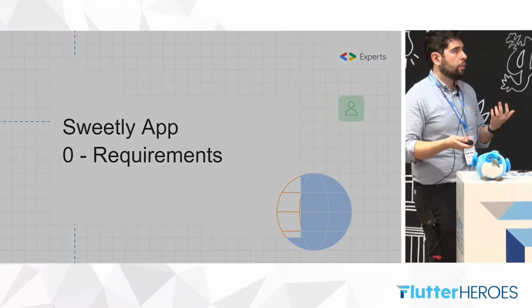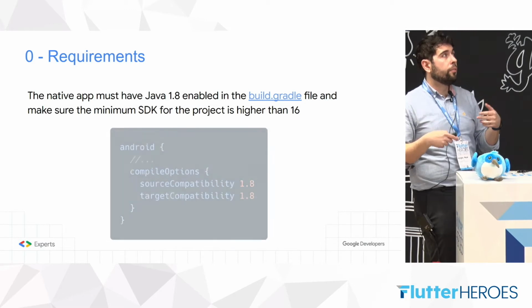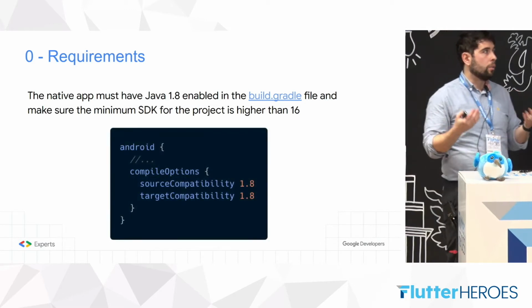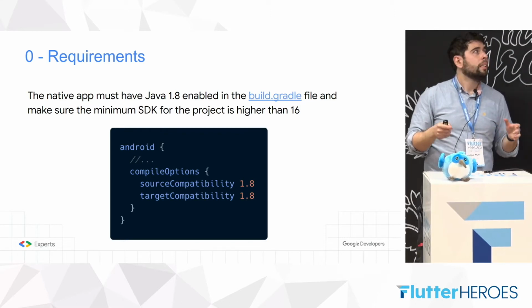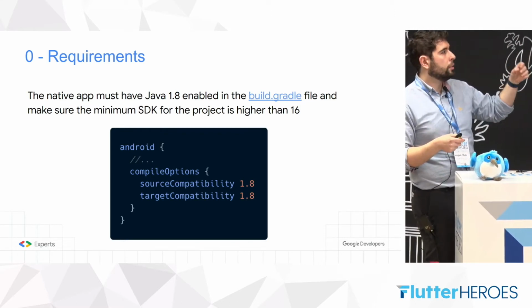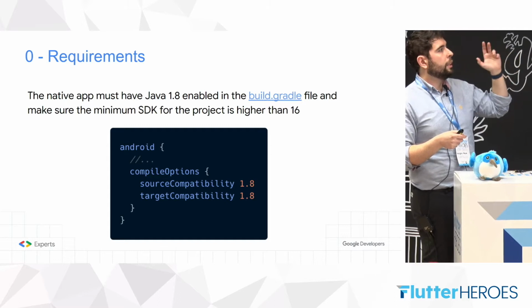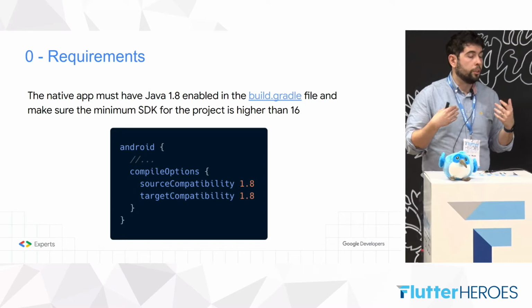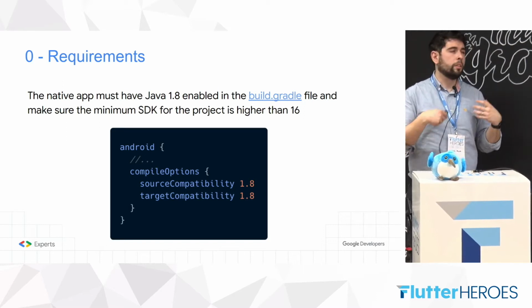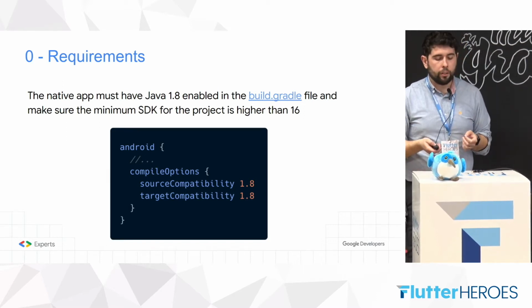What are the requirements? If you are on a very, very old Android project, one thing that you need to bear in mind is that in your build.gradle, you need to add the source compatibility and the target compatibility of 1.8 in order for you to use add-to-app, because of all the modules that Flutter creates on their side.